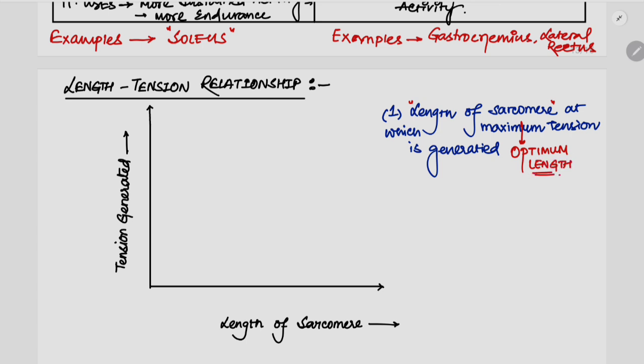Okay, next, point number 2. Every skeletal muscle will contract at maximum tension. Beyond that tension it cannot contract further. So every skeletal muscle will contract at maximum tension.